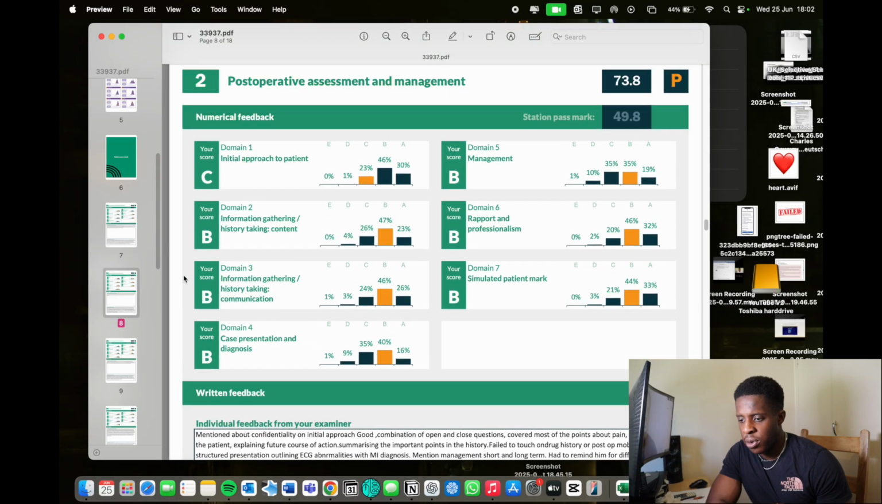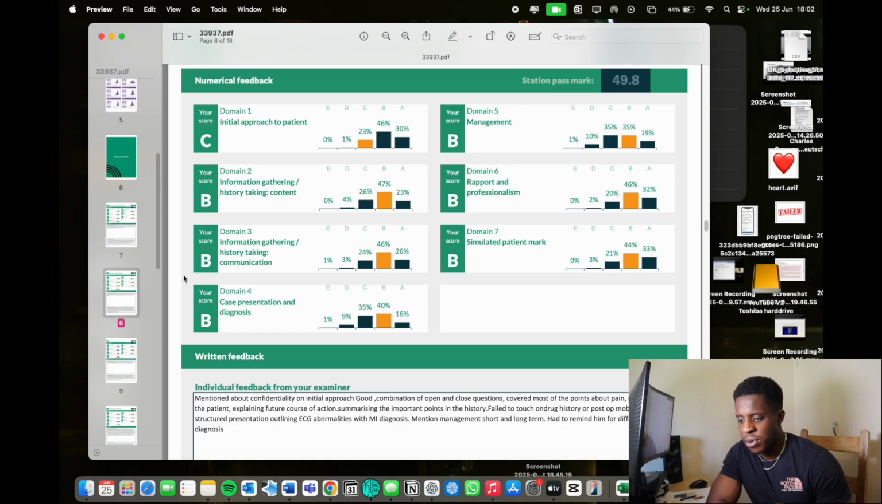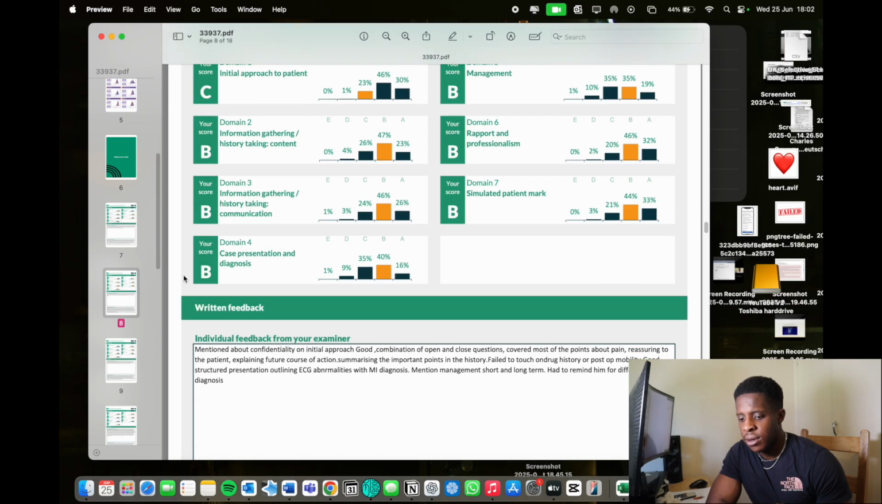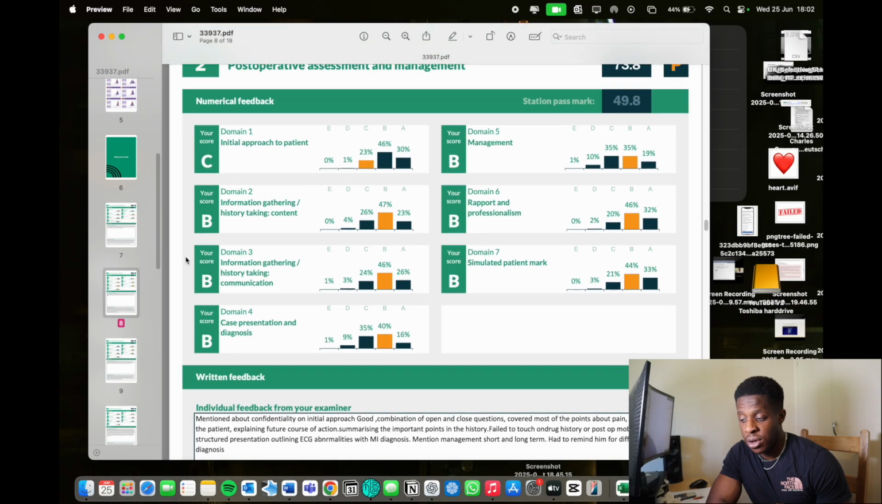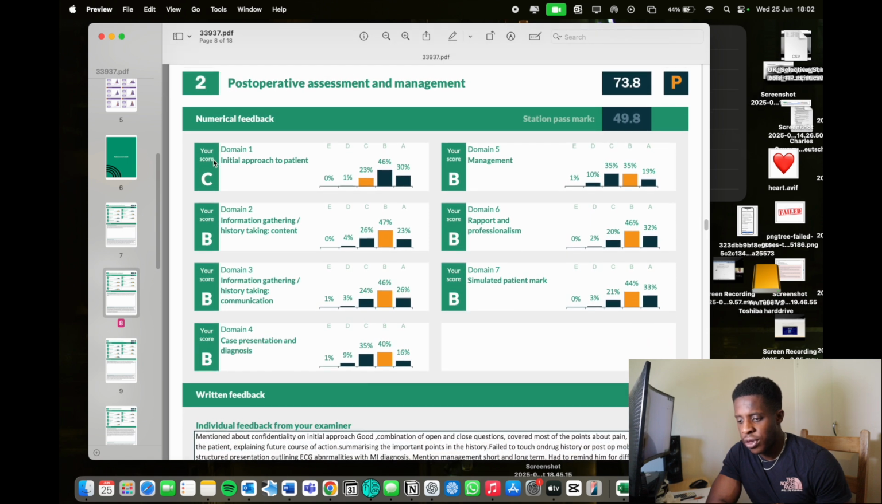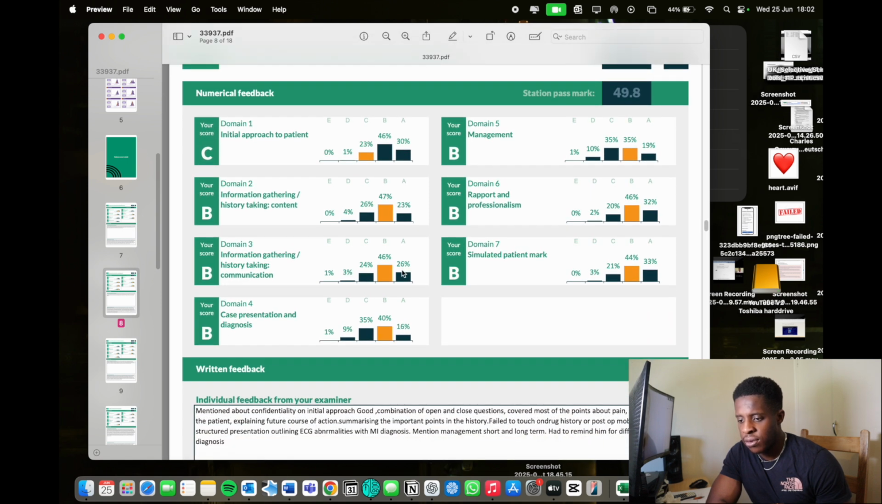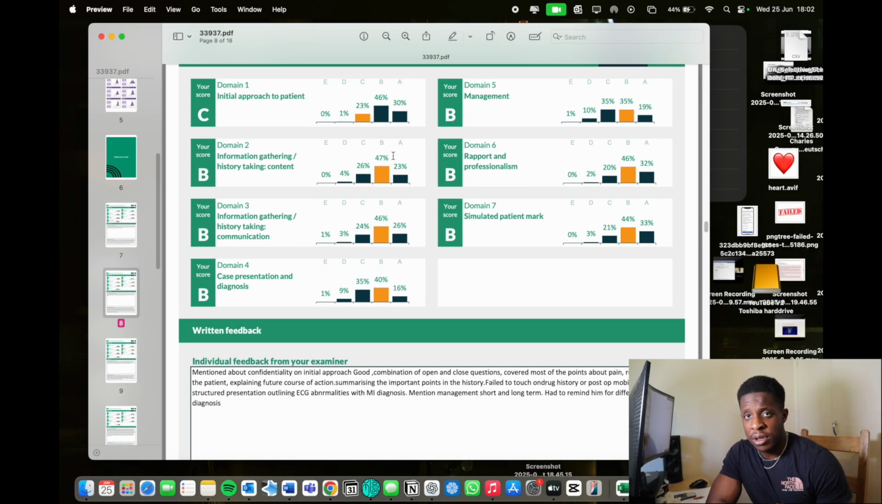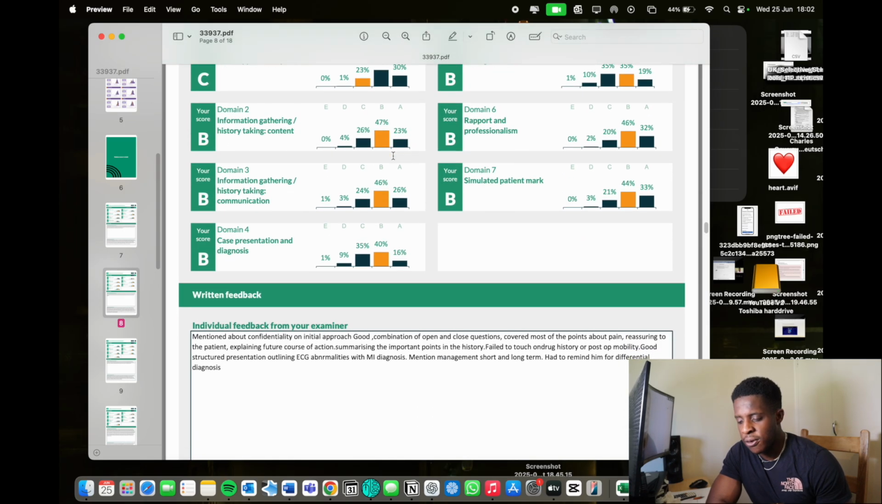Okay, for this one, my post-operative assessment of management, I believe it was a patient that had surgery and then developed what I thought to be a STEMI. And yeah, I was able to do quite well on this one. I did pretty good in the domains. Initial approach to the patient could be better. Again, maybe if I introduced myself as a doctor, not a medical student.